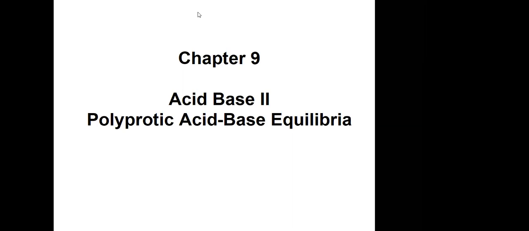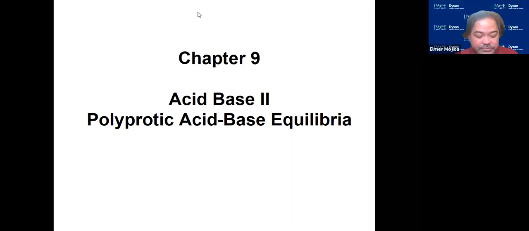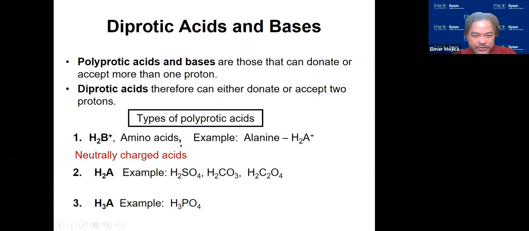Monoprotic is exclusively what? One hydrogen, involving only one hydrogen. Polyprotic, it can be diprotic, it can be triprotic. So the difference of this one is more than one proton. If we're going to look at diprotic acids and bases, polyprotic acids and bases are those that can donate or accept more than one proton.